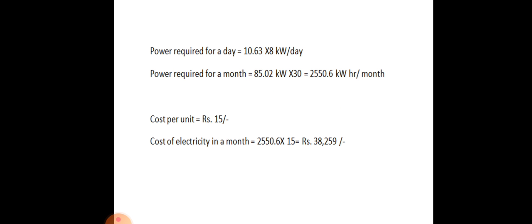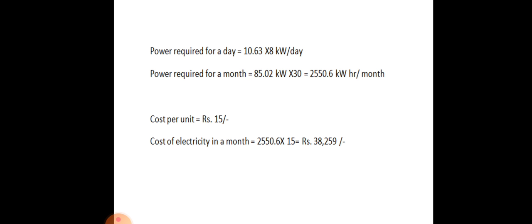Now we know that this is the power required for an hour. In this case the pump is operated for 8 hours, so the power required for a day will be 10.63 into 8 kilowatt hours per day. From this we can compute the total energy required for a month, which will be the value obtained for a day multiplied by 30. So you will get 2550.6 kilowatt hours per month.